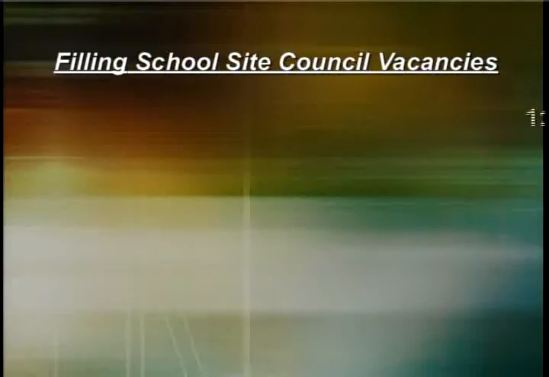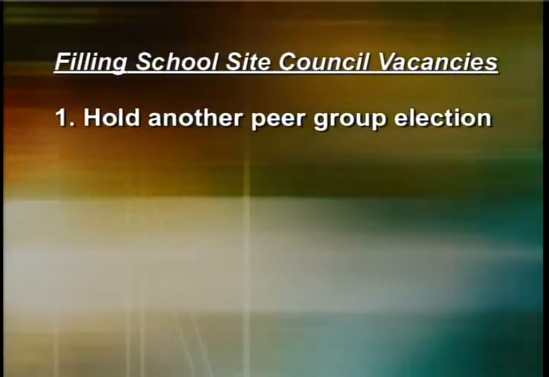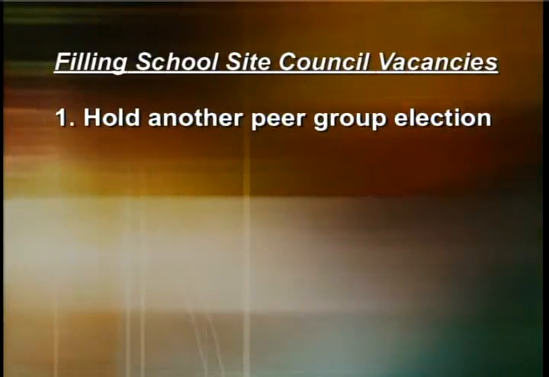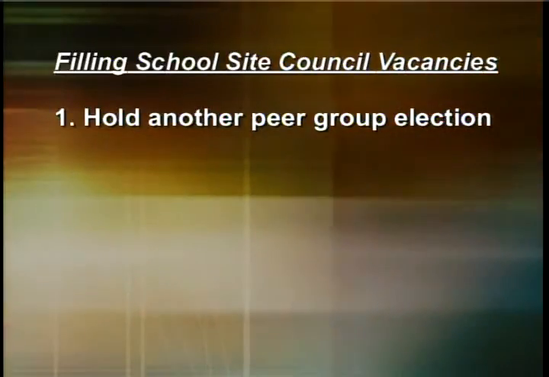There are three ways to fill a vacancy if a member resigns from the school site council. One, hold another peer group election. This is time-consuming but may be necessary if only one person from the peer group serves on the council.